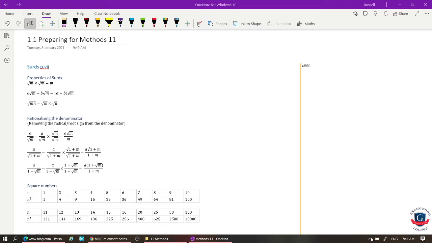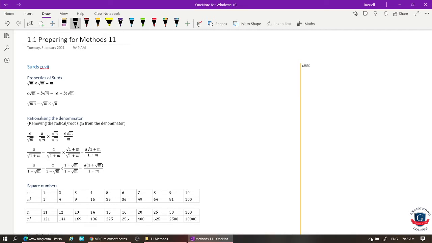So the first part of Surds is understanding that if we have two surds multiplied together and they have the same value under the surd, the answer will be the value under the surd. So what I mean by that is if you have root 2, for instance, times root 2, the answer will be 2. If we have root a times root a, the answer will be a. Quite a simple property to use and very useful.